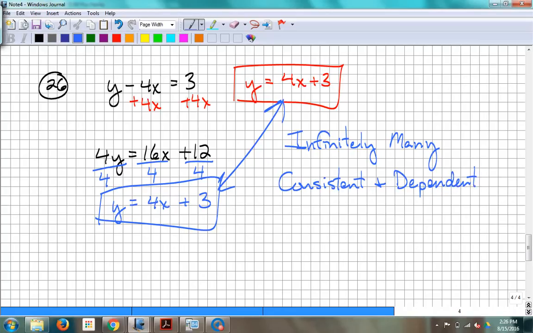Consistent and dependent. Infinitely many solutions, consistent and dependent on that, if everything's the same. Yes, it's only dependent when everything's the same. It's independent when their slopes are different. It doesn't matter about anything else.